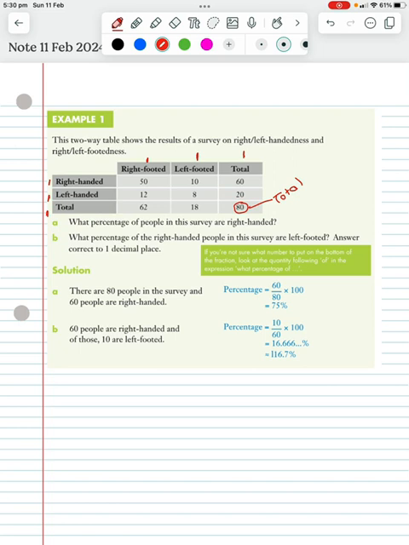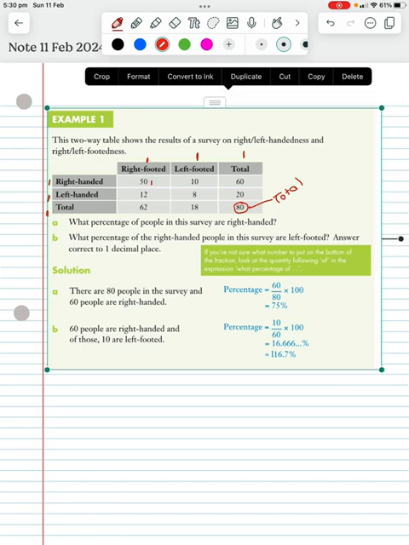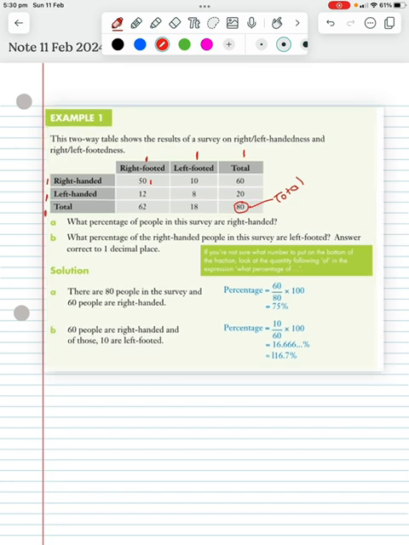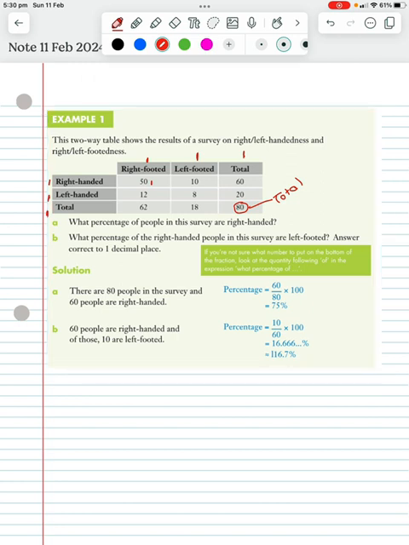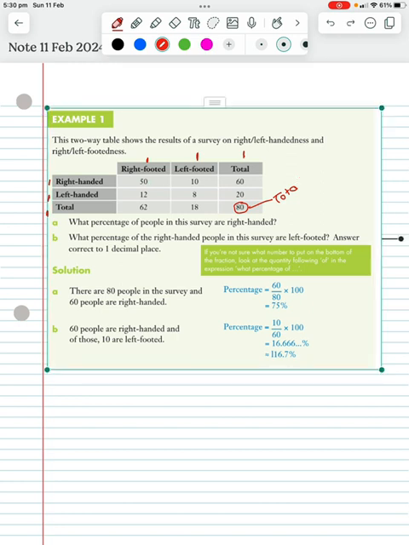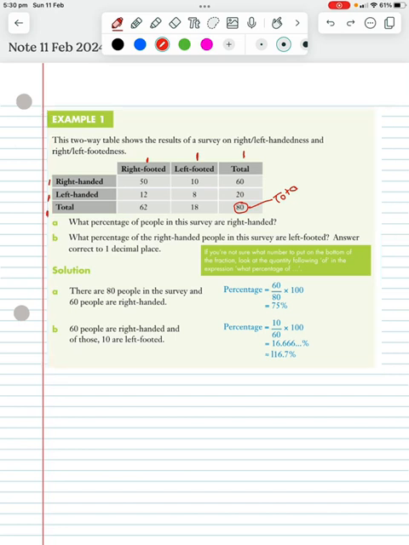These come in really handy and we know we can turn them into Venn diagrams if we want, but say for example, 50 people are right-footed and right-handed. But if we just wanted to look at how many people are right-footed, it would be 62. So it's a really quick way for us to get a summary of all that information. So A is asking us, what percentage of people in this survey are right-handed?